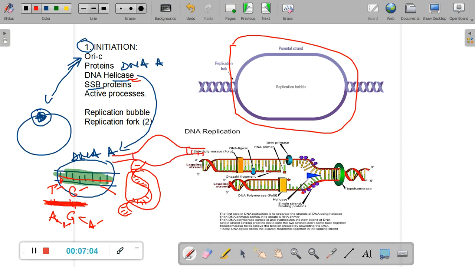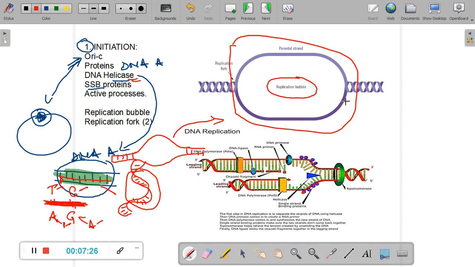Here we have the pairing between the nitrogenous bases, but in this particular region we do not have any pairing, and this structure is known as the replication bubble. It appears like a bubble in the middle of the chain, and that's why it's called the replication bubble. Now we also have two ends here, one end here and one end here.